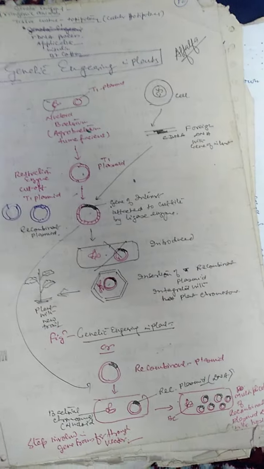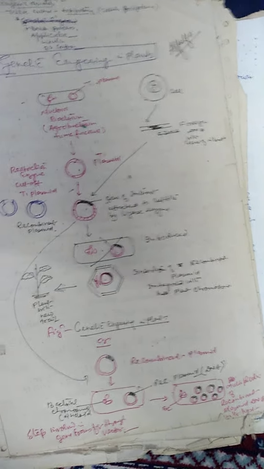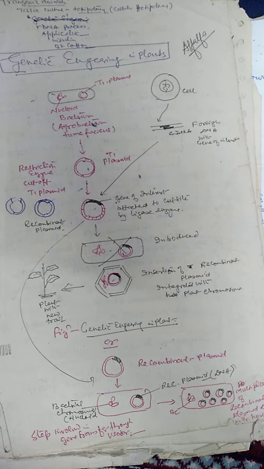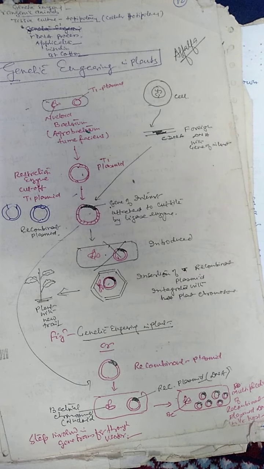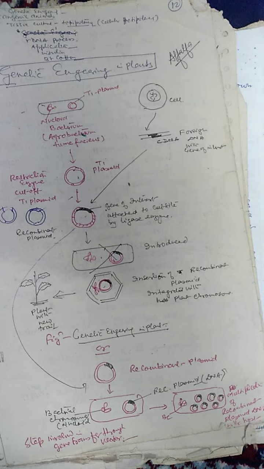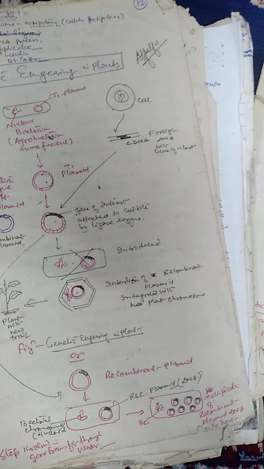Here is a process of genetic reproduction which can be represented by means of a diagram. Here is a bacterium, Agrobacterium tumefaciens. Here a Ti plasmid is present. T stands for tumefaciens, and here the cell, the gene which is desired gene, is transferred.